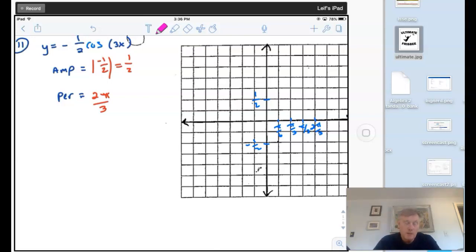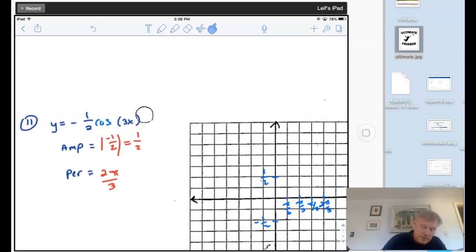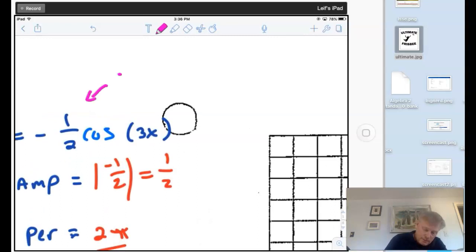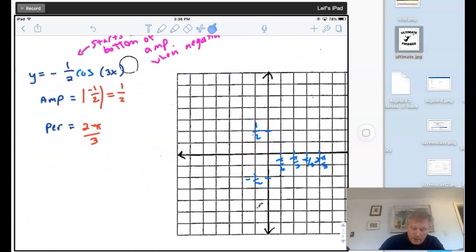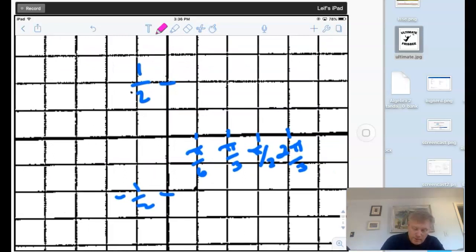Okay. Now the cosine, if it's negative, it starts at the bottom instead of starting at the top. When I say bottom, I mean the bottom of the amplitude when negative. So if I go down here to negative 1/2, that's where I'm going to start. Now remember, a period starts and stops at the same point, at the same height, okay? So this is cosine, so instead of being a V, this is going to be an upside down V. Like that. I got to fix that. Sorry, not a good drawing.